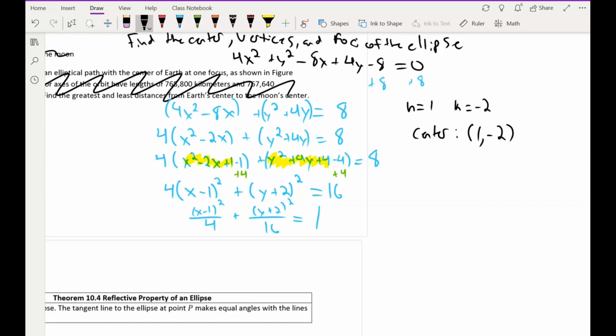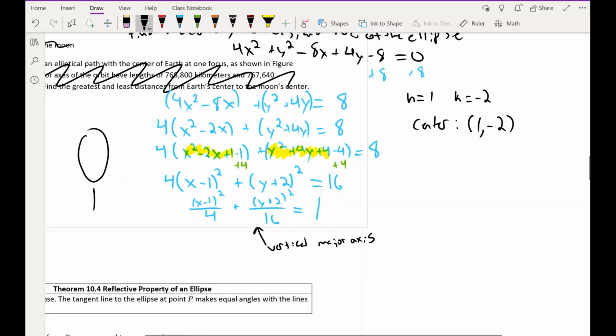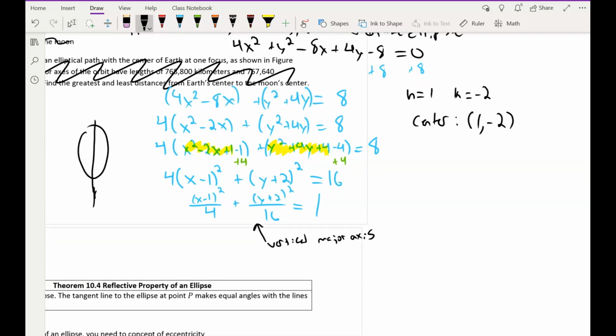Remember, you take your vertices and you take that center value, that (1, −2), and then you move a distance of a. Now we have to ask ourselves, is it going to be a horizontal major axis or a vertical major axis? Since the larger value is under that y term, the major axis is going to be vertical. To make a rough sketch of what's going on, we're going to have some ellipse like this, with a vertical major axis. So it's going to look like this.